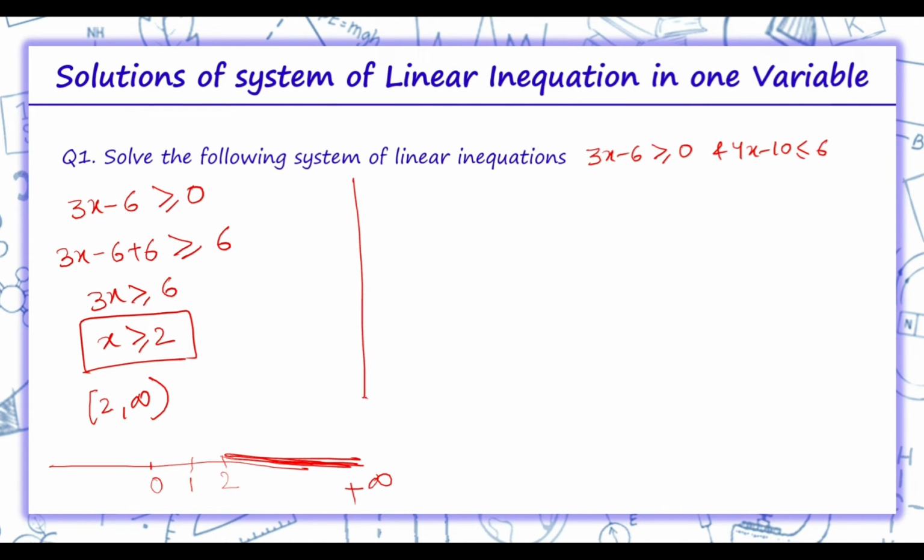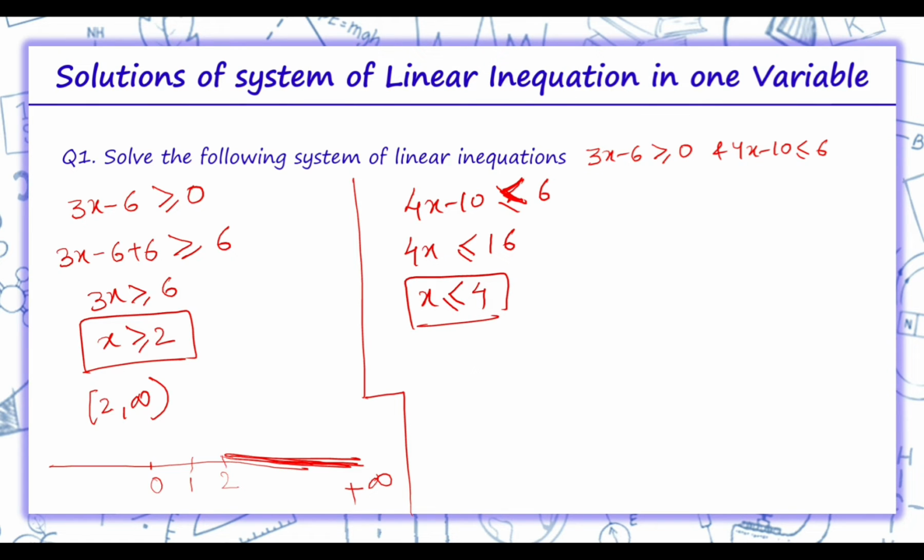Coming on to the second inequation, that is 4x minus 10 is less than or equal to 6. Adding 10 on both sides, we get 4x is less than or equal to 16. Then dividing both sides by 4, we get x is less than or equal to 4. Now x is less than or equal to 4, that means the solution set for this will be minus infinity to 4, where 4 is included. Why included? Because the equal sign is there.